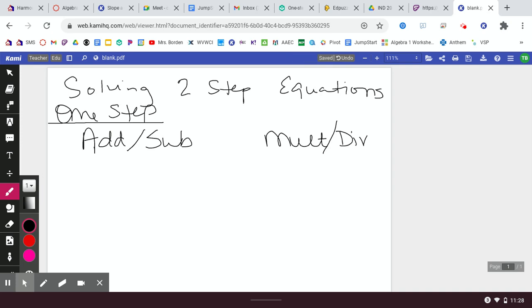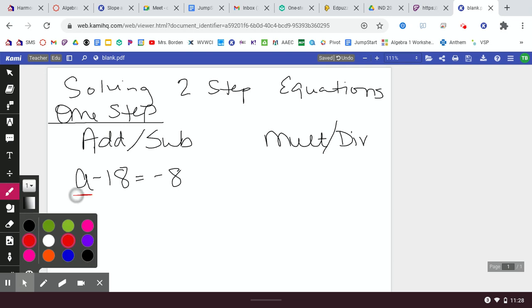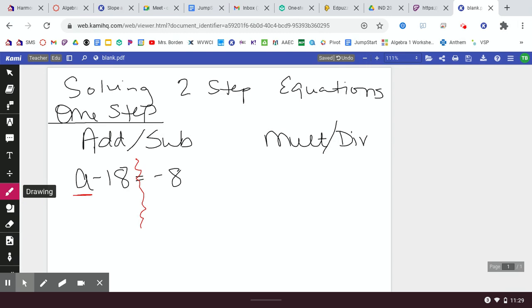So an example of an add or subtract would be from our homework where we had, what did we have? We had a minus 18 equals negative 8. Okay, this is an example of a one-step equation because you always look and see where's your variable, what are you trying to get by itself, and then you have to ask yourself what's on the same side, right? Remember our scale. What's on the same side of the equation as my a that I need to get off of that side because I want to get my a by itself? And in this case, the answer is that negative 18.